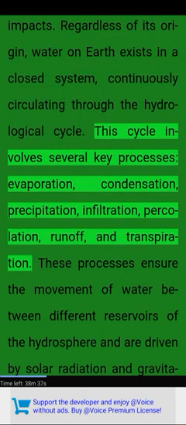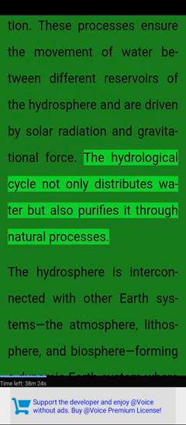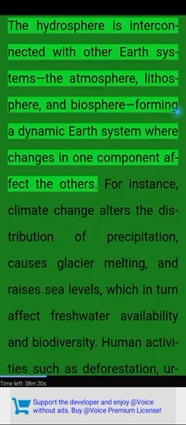This cycle involves several key processes: evaporation, condensation, precipitation, infiltration, percolation, runoff, and transpiration. These processes ensure the movement of water between different reservoirs of the hydrosphere and are driven by solar radiation and gravitational force. The hydrological cycle not only distributes water but also purifies it through natural processes. The hydrosphere is interconnected with other Earth systems, the atmosphere, lithosphere, and biosphere, forming a dynamic Earth system where changes in one component affect the others.